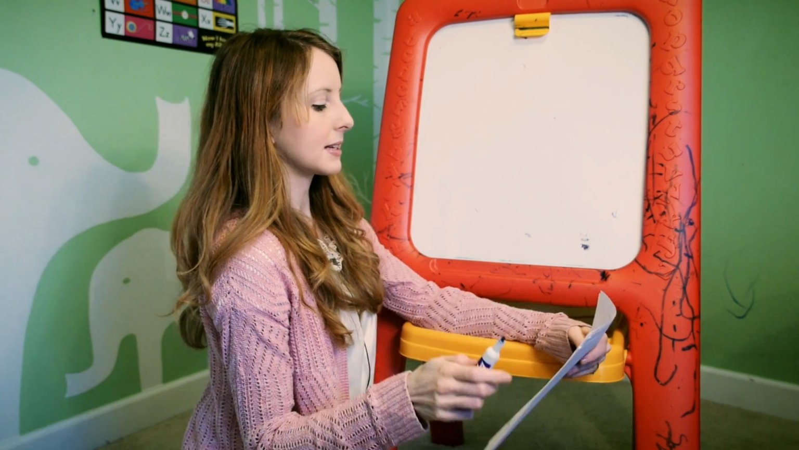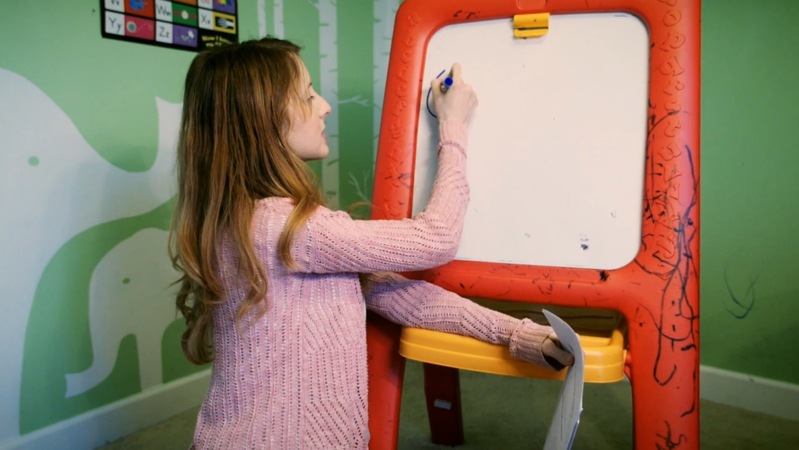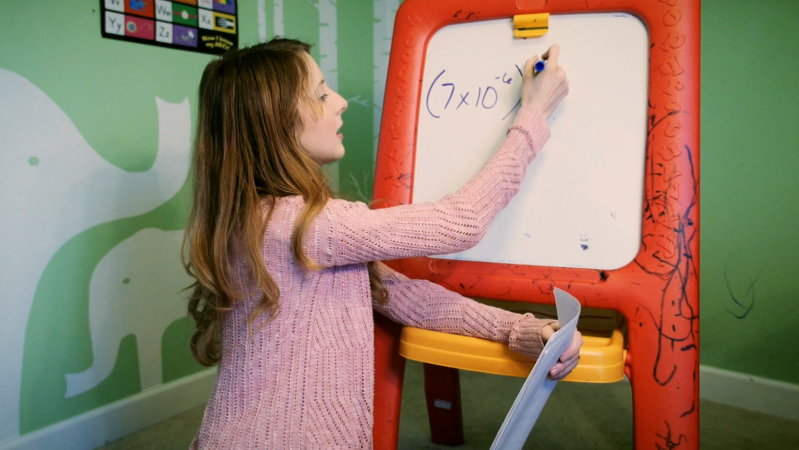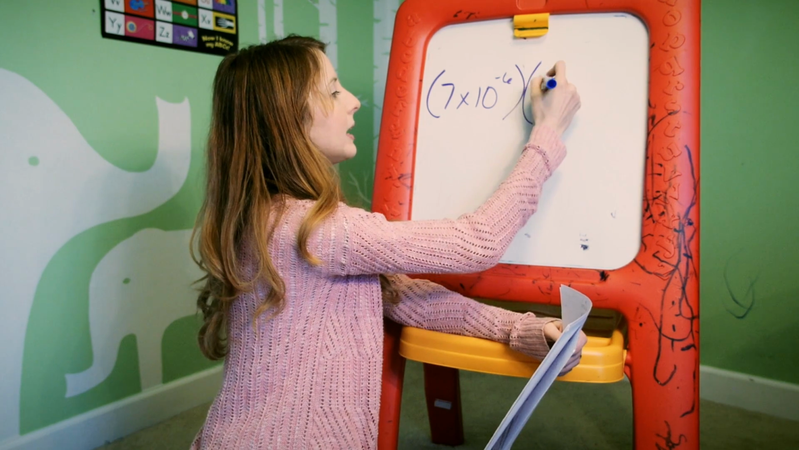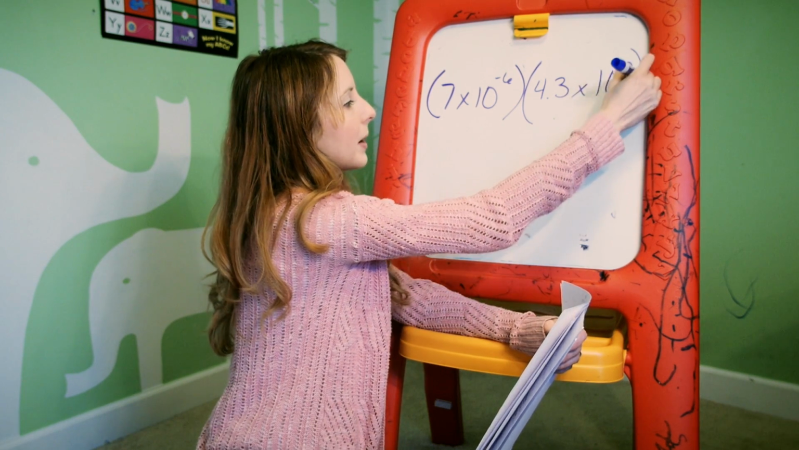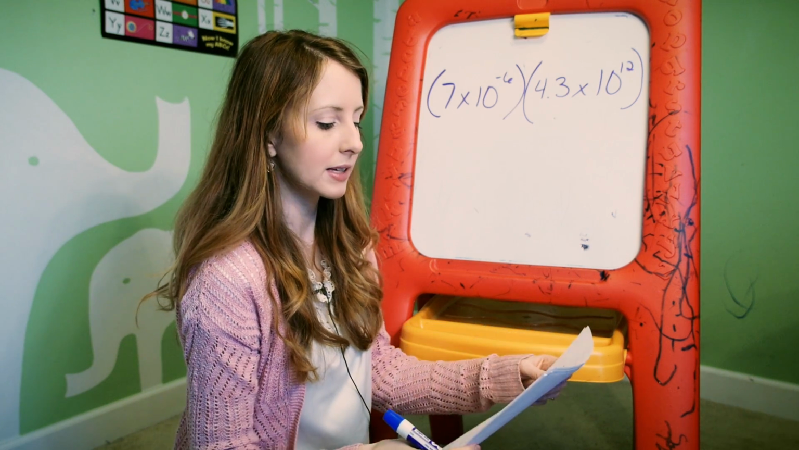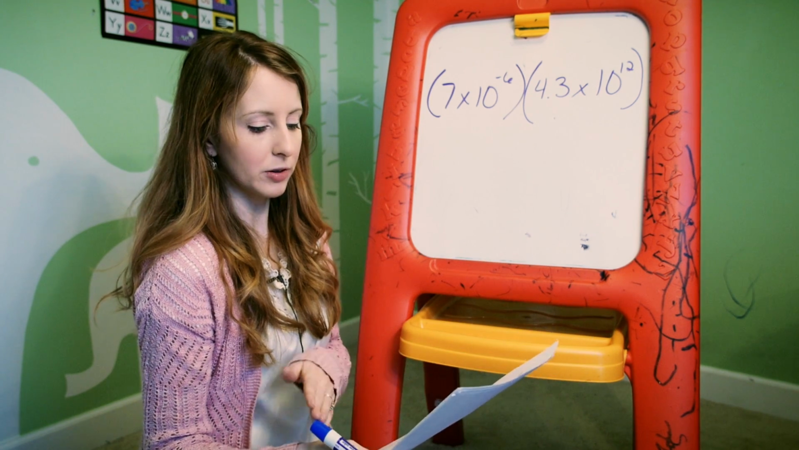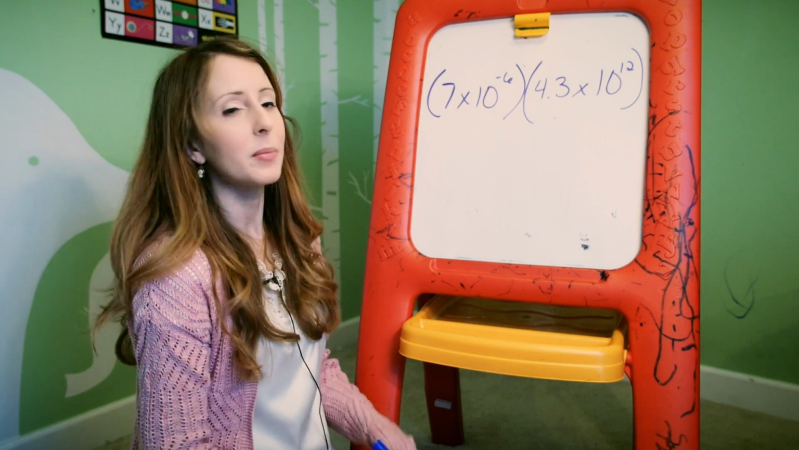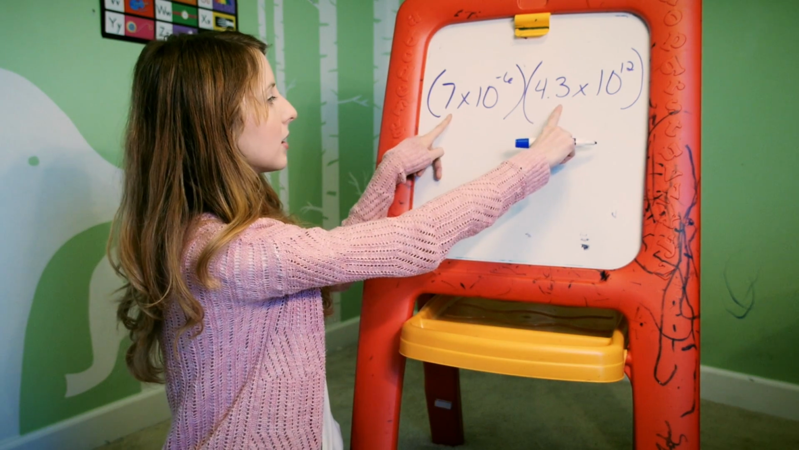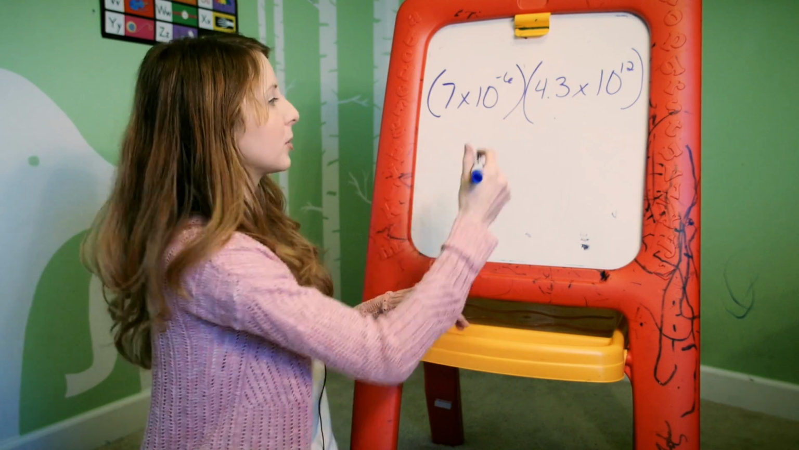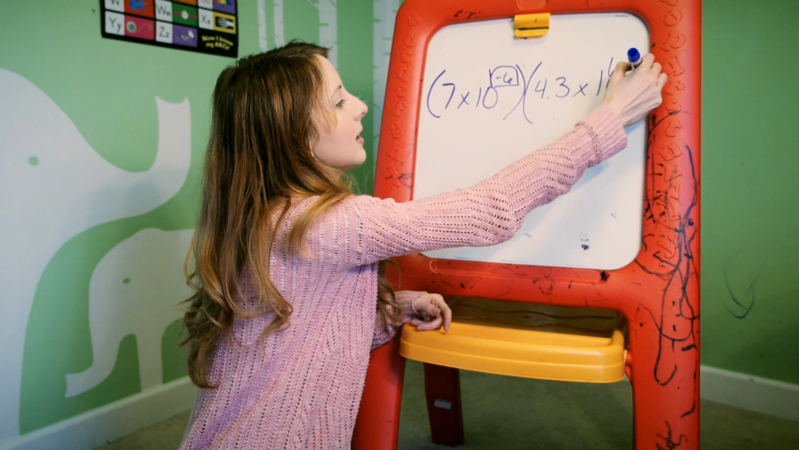Example number 4 tells us to multiply the number 7 times 10 to the negative 6th power by 4.3 times 10 to the 12th power. Express the result in scientific and standard notation. So our answer needs to basically represent both types. All right, remember our two-step process. We're going to multiply the constants. So we're going to multiply 7 times 4.3, and then we're going to add the exponents. We'll add negative 6 and 12.